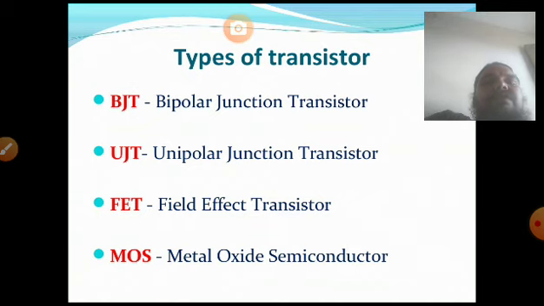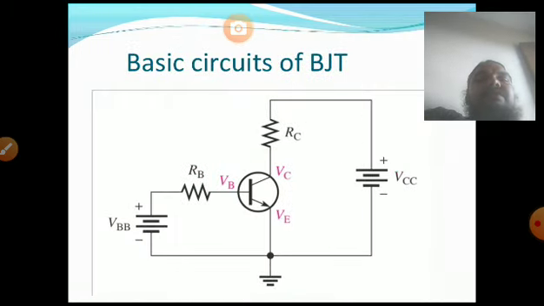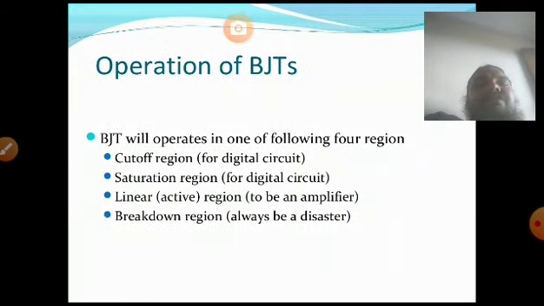Types of transistors: BJT, bipolar junction transistor; UJT, unipolar junction transistor; FET, field effect transistor; MOS, metal oxide semiconductor transistor. Basic circuit of the BJT: base, emitter, collector. This is the basic circuit of the bipolar junction transistor.